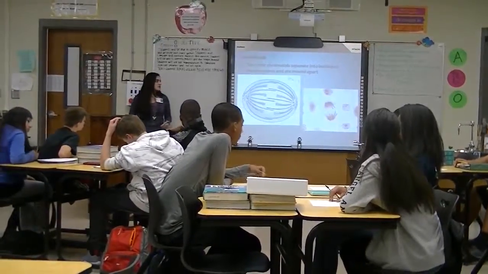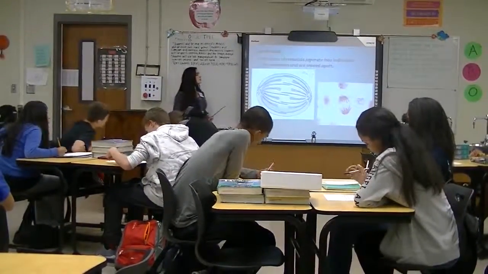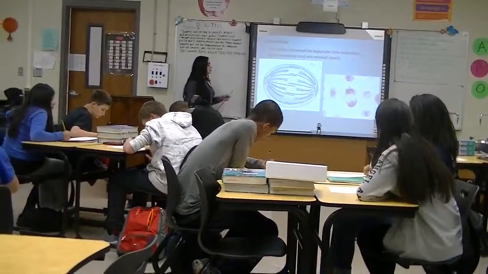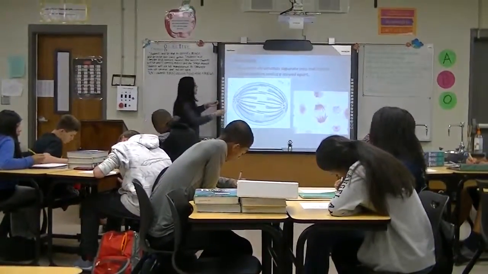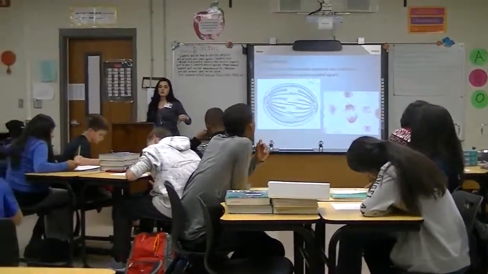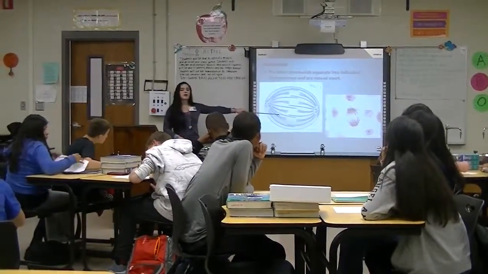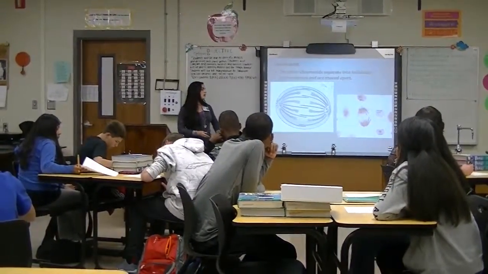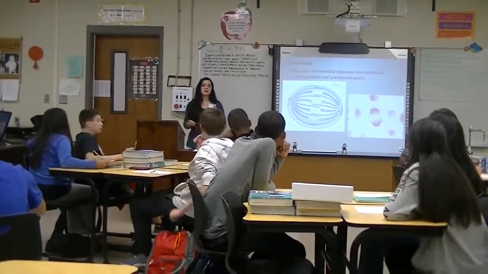The sister chromatids will separate into individual chromosomes and they're moved apart in anaphase. So you see here, they're being pulled apart to opposite ends of the cell, and then you'll see a picture under the microscope of anaphase. It's really distinct, you can see it happening.